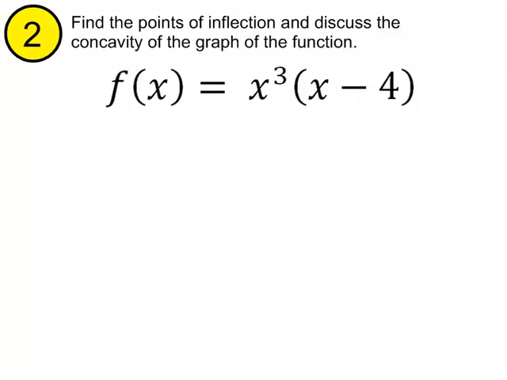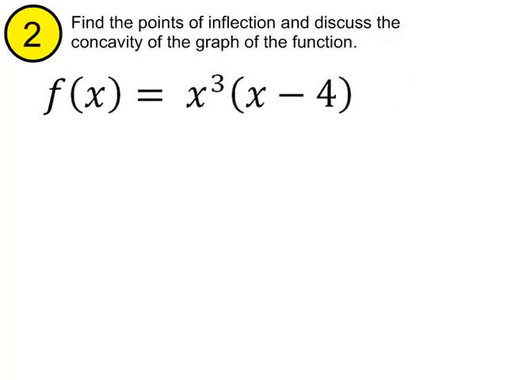So we know that since we're dealing with inflection and concavity, we're going to need to find the second derivative. And your first instinct may be to do the product rule, right? Because we have a product of two functions of x. But what would be easier? How about we go ahead and distribute that x cubed? Let's distribute that and get x to the 4th minus 4x cubed. And then we'll take our derivatives.